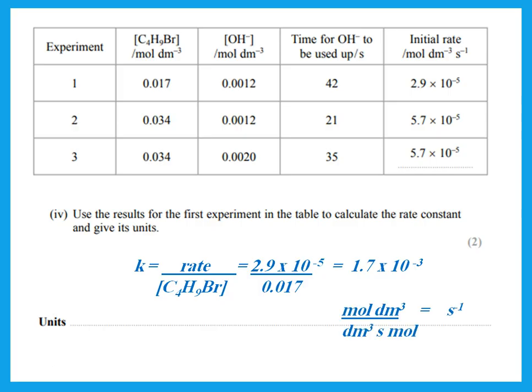Now the units, remember we said, how do we write the units? Rate is mole per decimeter cube per second. So I write mole on top, and down I write decimeter cubed second. Now, at the bottom I have concentration, and concentration is mole per decimeter cubed. So mole down and decimeter cubed up. I cancel whatever is the same on the top and bottom of the equation, and that leaves me with just seconds to the -1.